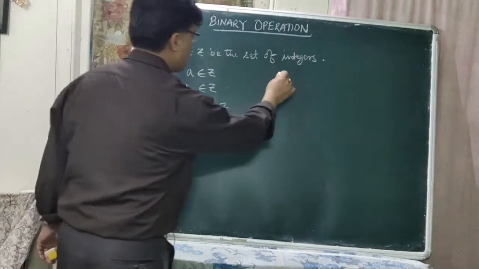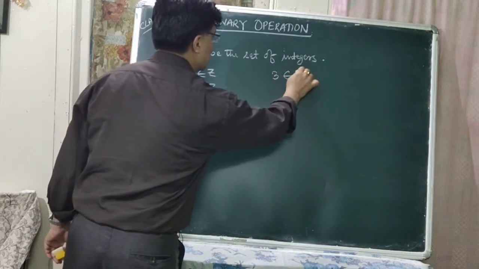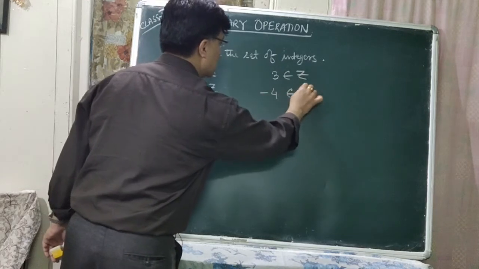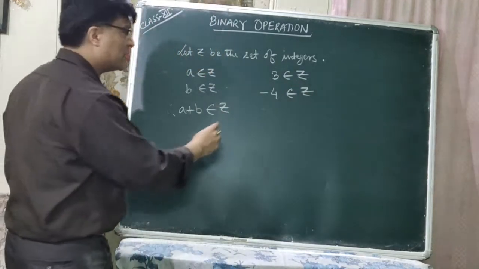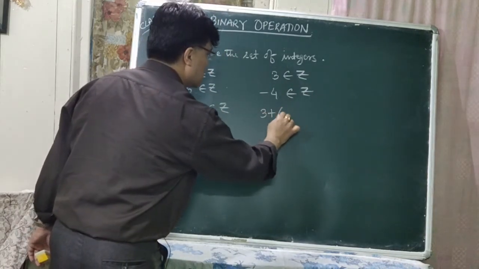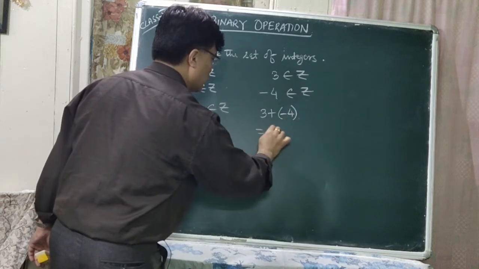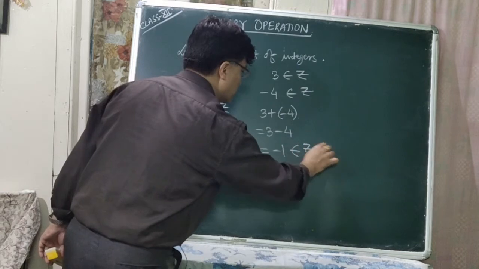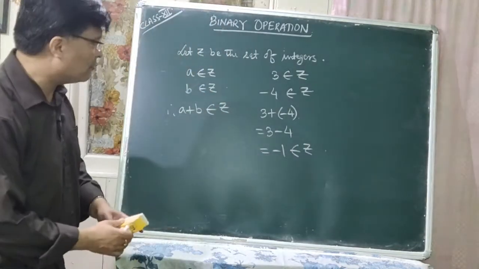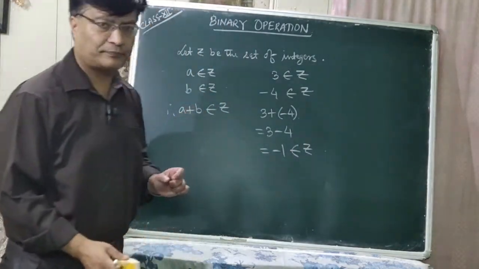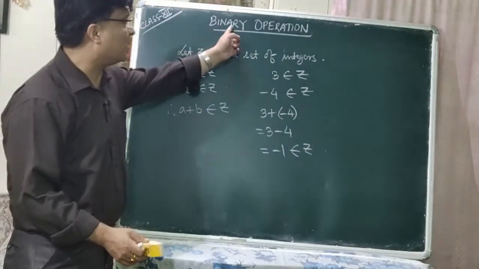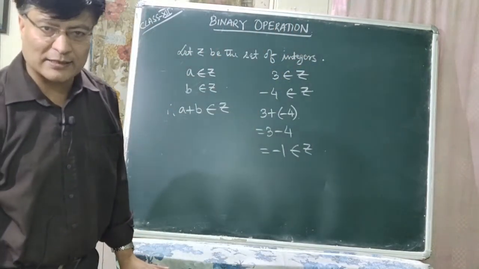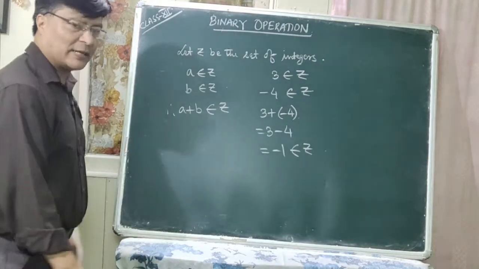You know that 3 belongs to the set of integers, and also -4 belongs to the set of integers. So let us add them. 3 plus (-4) is equal to 3 minus 4, which is equal to -1, which also belongs to the set of integers. That means this plus sign is a binary operation on the set of integers. Is that clear now? So let us take another example.